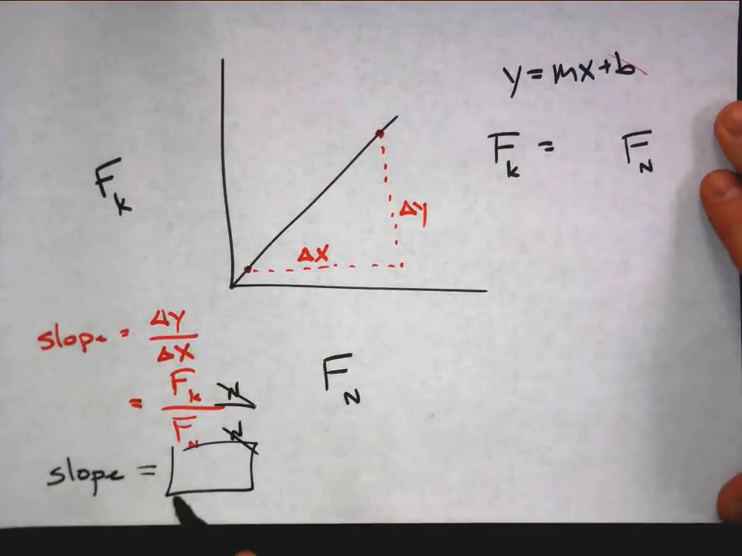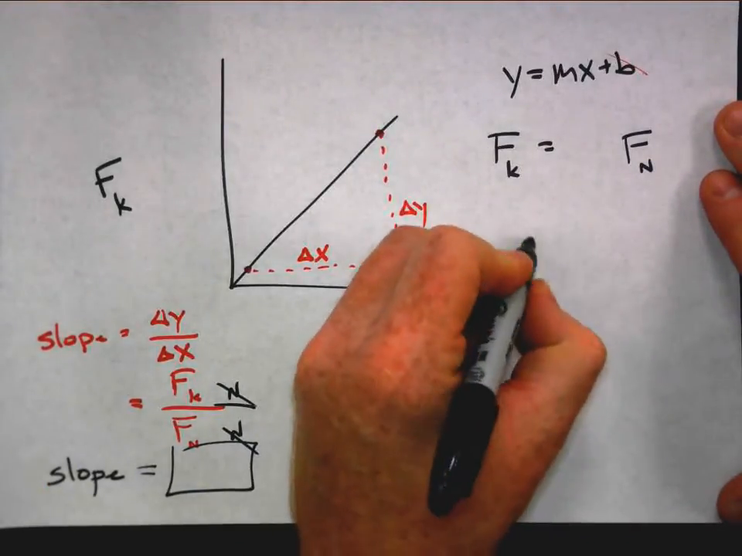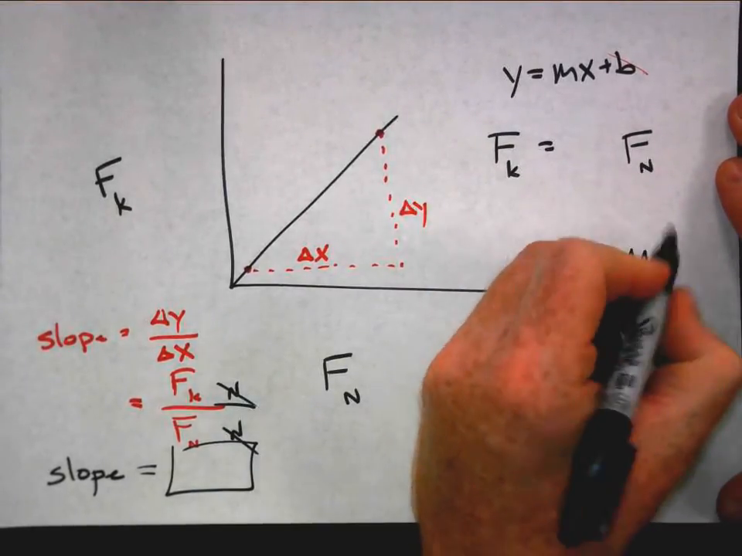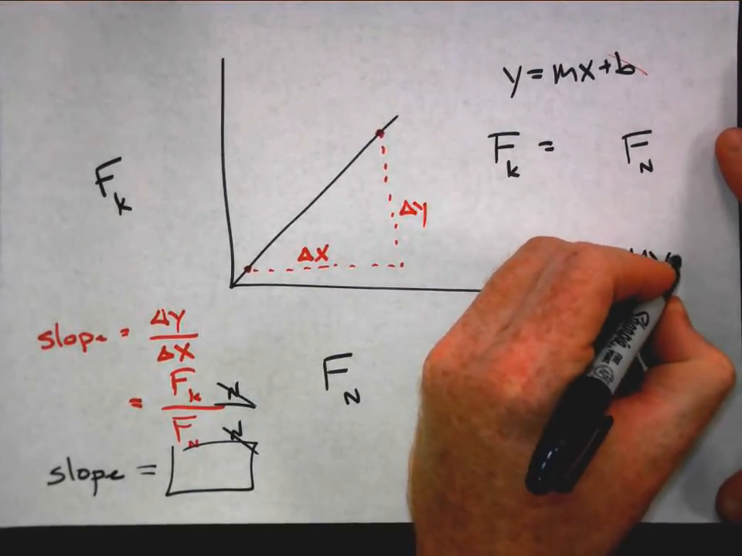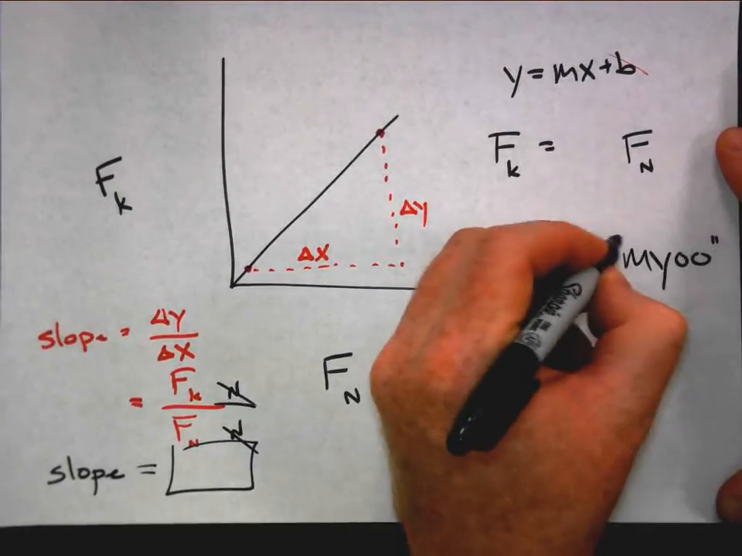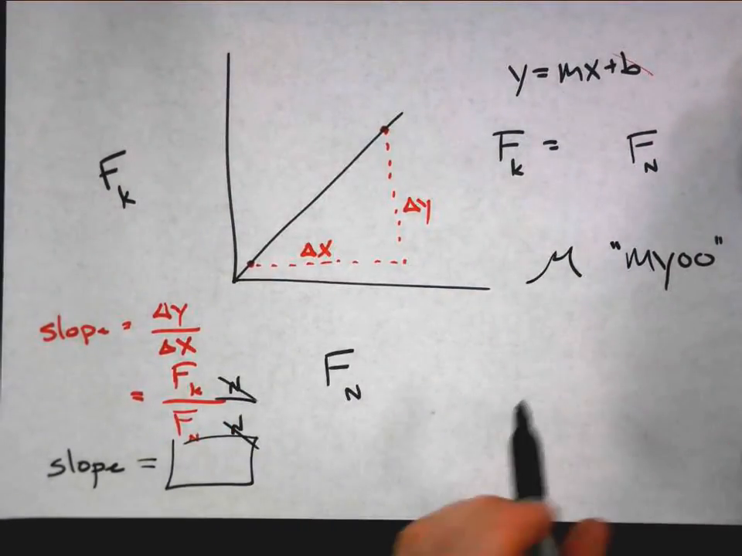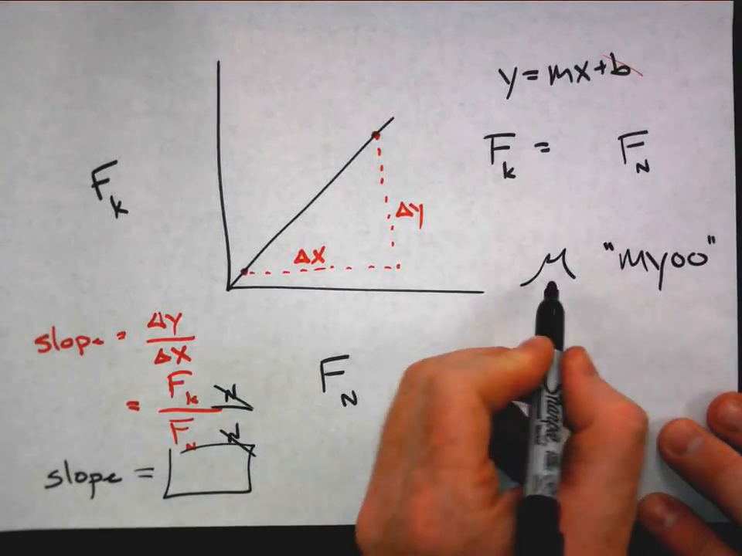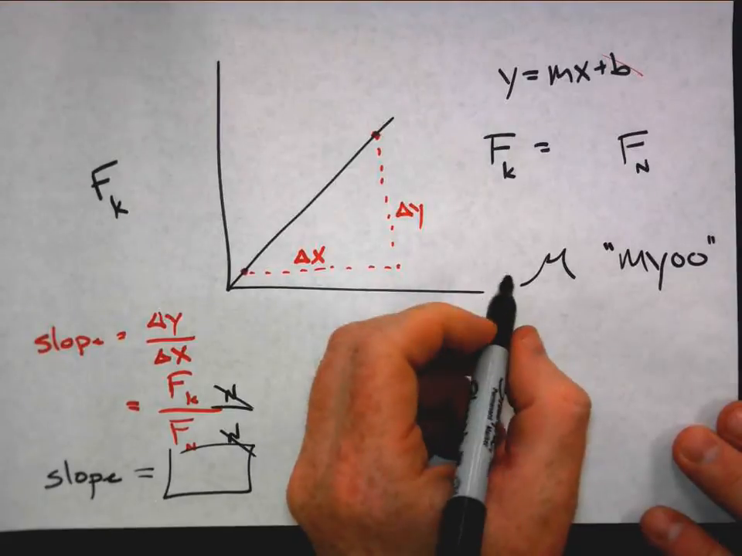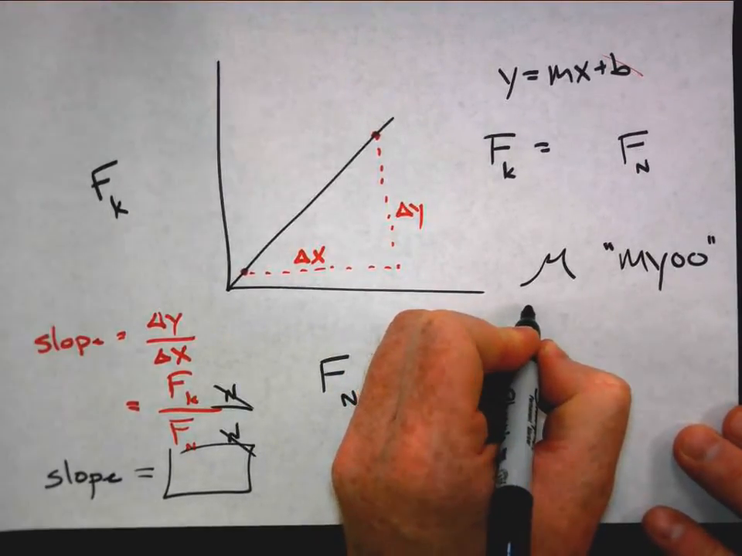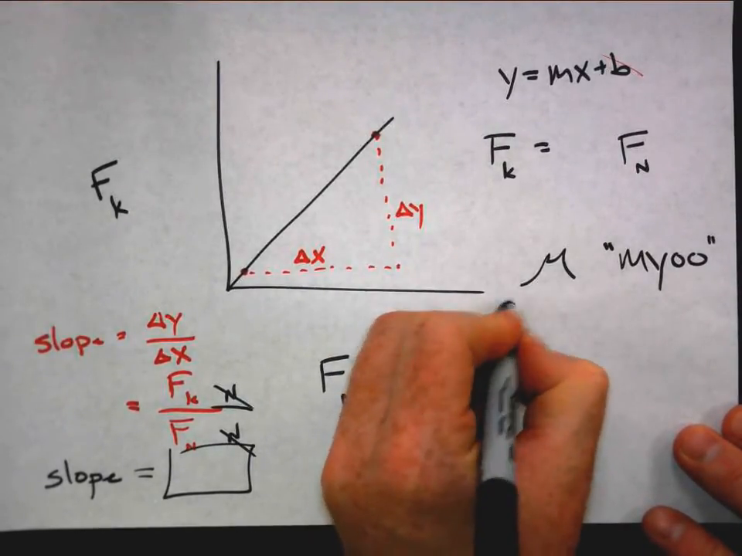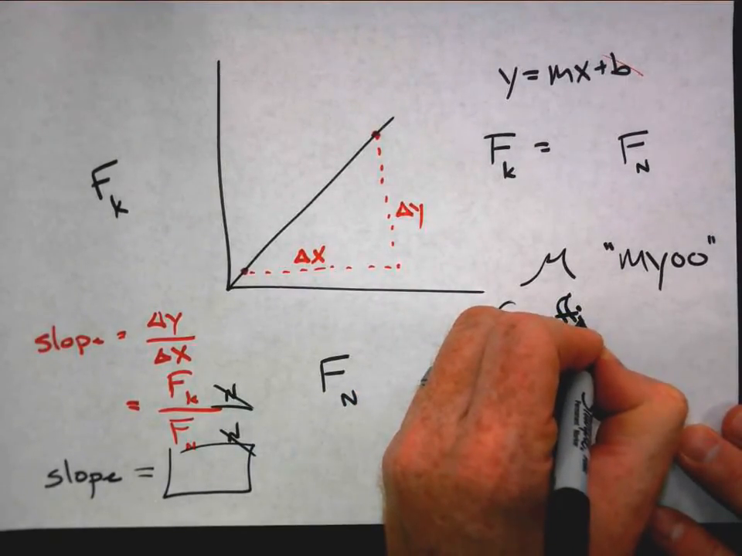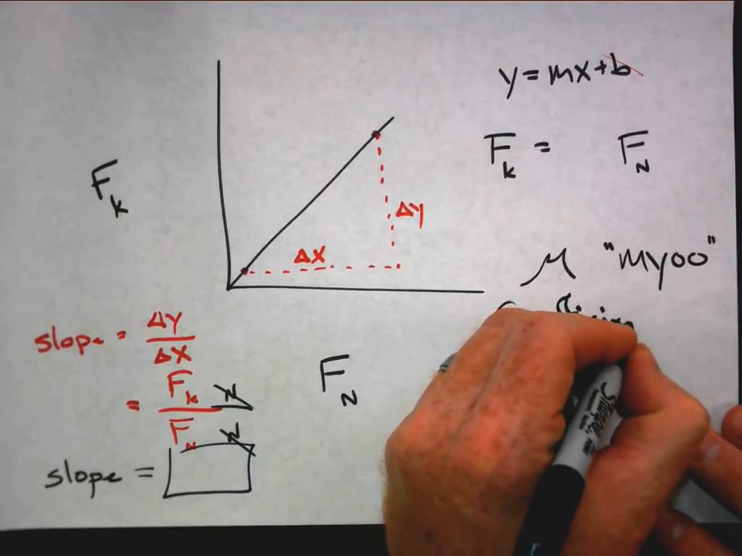In physics, we have a name for that ratio, and it's called mu. It looks kind of like this. It's a Greek letter, and what you say if you're talking about it in terms of physics is that it is the coefficient of friction.